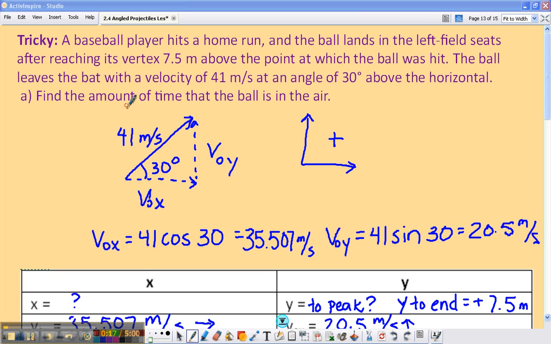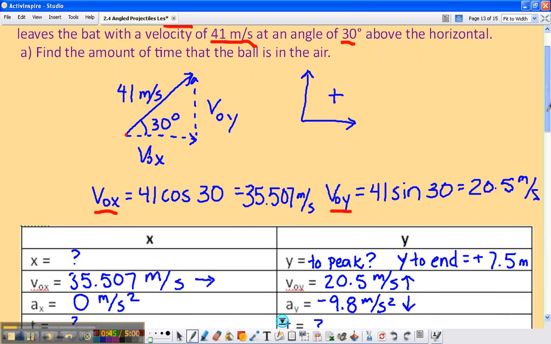A ball is hit and it lands 7.5 meters above the point at which it was hit. And we know the initial velocity and angle. So the first thing I need to do in order to fill in my givens chart is break up my initial velocity into x and y components. So my hypotenuse is 41 meters per second, and I'm going to use SOHCAHTOA to find v naught x and v naught y. So all of you should be great at doing that.